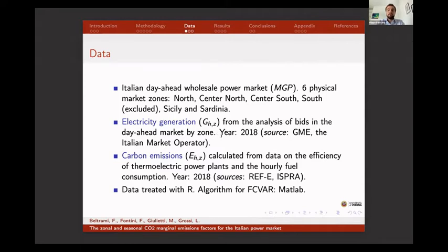So the first variable, electricity generation, is derived from the analysis of the bid stacks in the day-ahead power market. We codify also the type of the power plants and their installed capacity. But most importantly, the calculation of carbon emissions starts from the data on actual efficiency of thermoelectric power plants, because what we do is to model the hourly amount of fuel, natural gas, oil, or coal that they consume at the plant level.